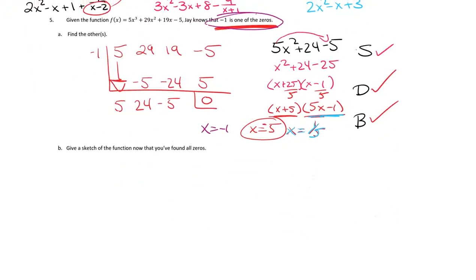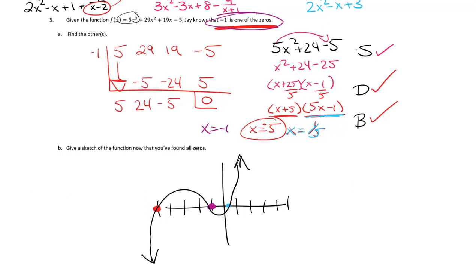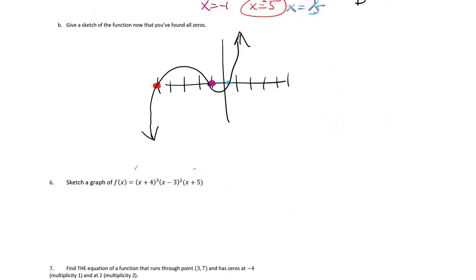So it wants me now to sketch the graph. So let's make a graph. 1, 2, 3, 4, 5. 1, 2, 3, 4, 5. So negative 1 goes here. Negative 5 goes way over here. And 1/5 goes right here. So now I'm going to look at my function. I see it's odd and it's positive. So it's going to start here and end up here. They're all linear factors, so it's just whoosh, whoosh, whoosh. All done. I'll sketch this graph.